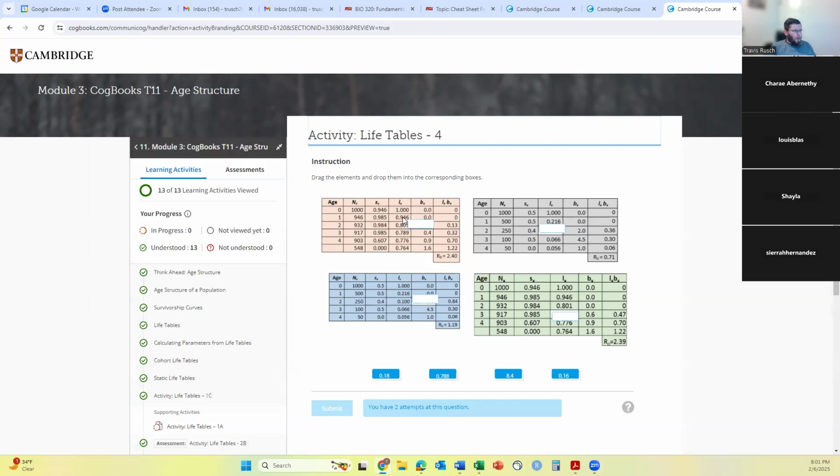So 1 times 0 is 0. 0.94 times 0 is 0. Then we have 0.81 times something equals 0.13. And what we need to do then, so it's like this times x equals that. So we divide from this side. So we do 0.13 divided by 0.8, and that's going to get us 0.16.